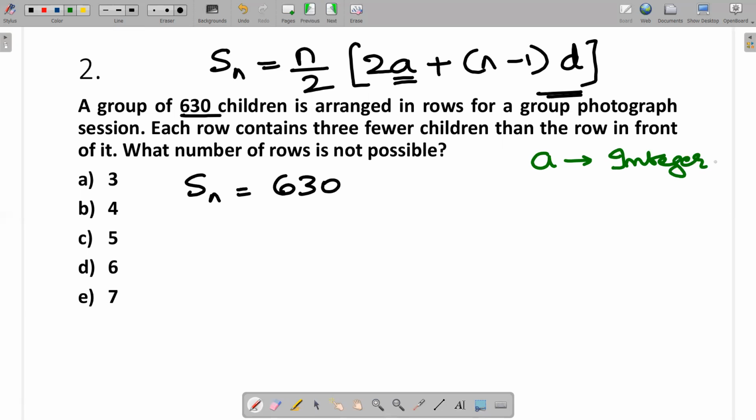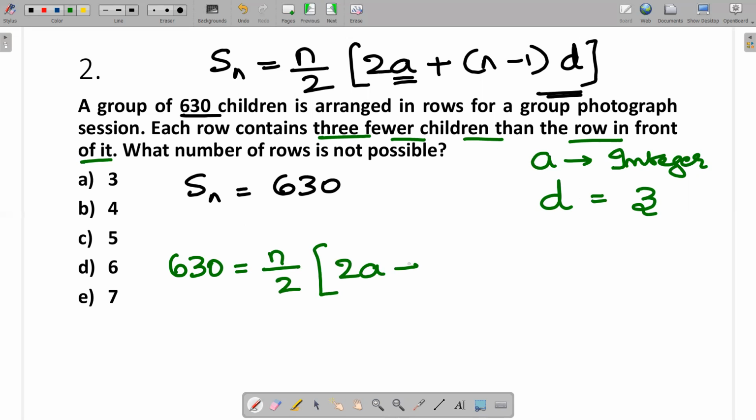Okay. Now, in this question, it is given that each row contains 3 fewer children than the row in front of it. So this gives us the indication that the common difference in this case is equal to 3. All right. Now, with these inputs, I'm going to write the equation: 630 equals n by 2 into (2a plus (n minus 1) into 3).